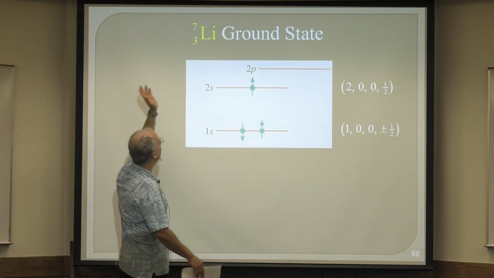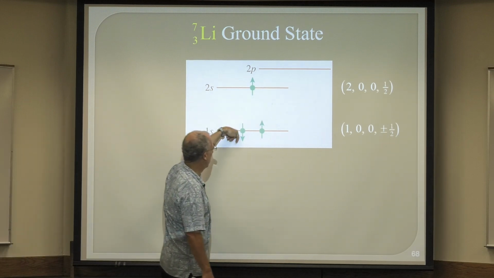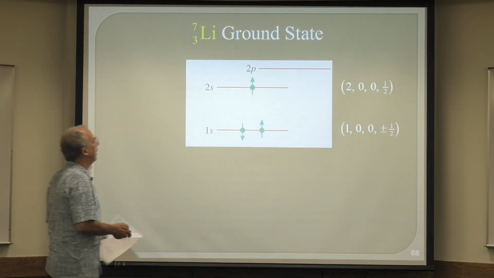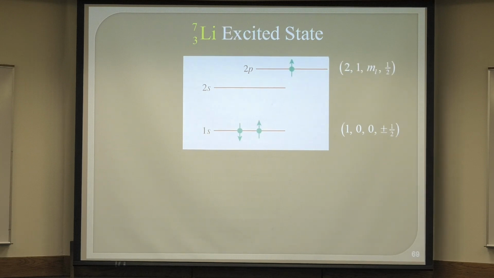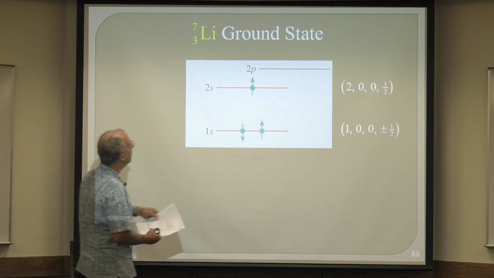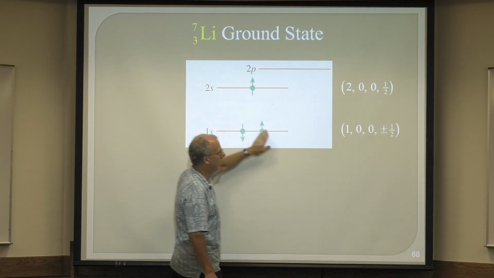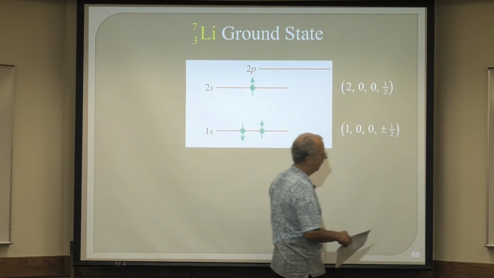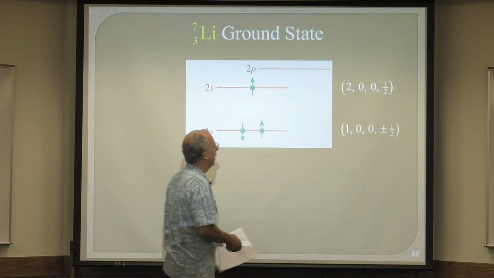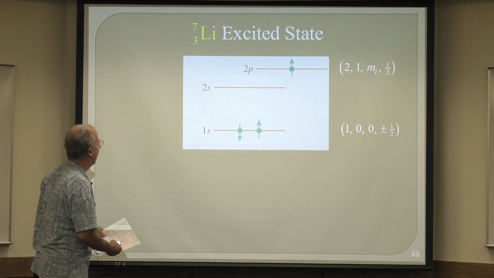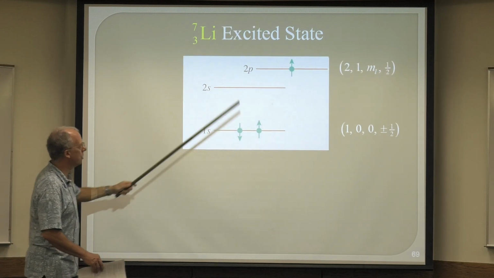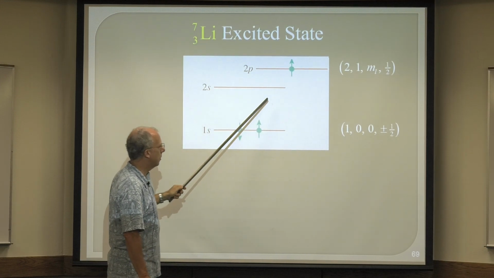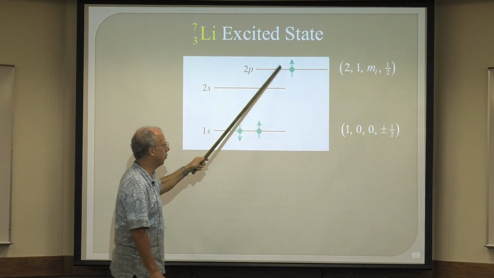So here's lithium, right? 3. So down, up. That's it. Next, like that. So that's just an example of Pauli exclusion principle. So this is lithium in the ground state, right? 1, 0, 0, plus or minus half, and 2, 0, 0, a half. Now we can excite this poor little guy, right? So this is the excited state. This is the lower energy state. This is the higher energy state. So this is excited. So instead of having L equals 0, you have L equals 1.